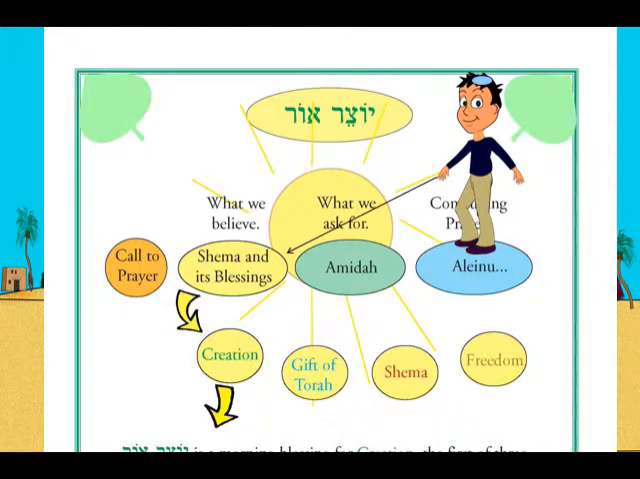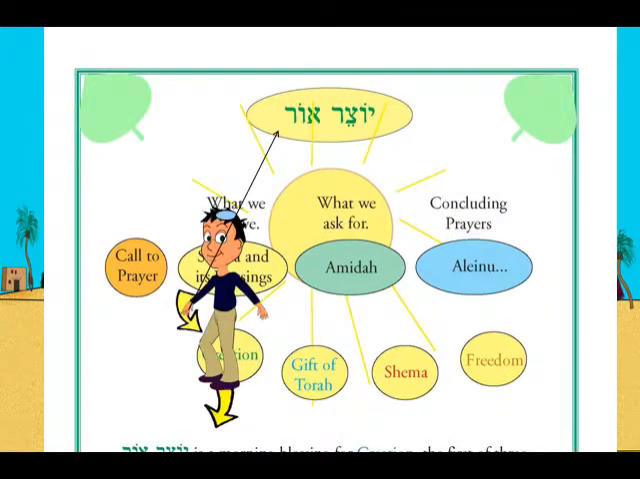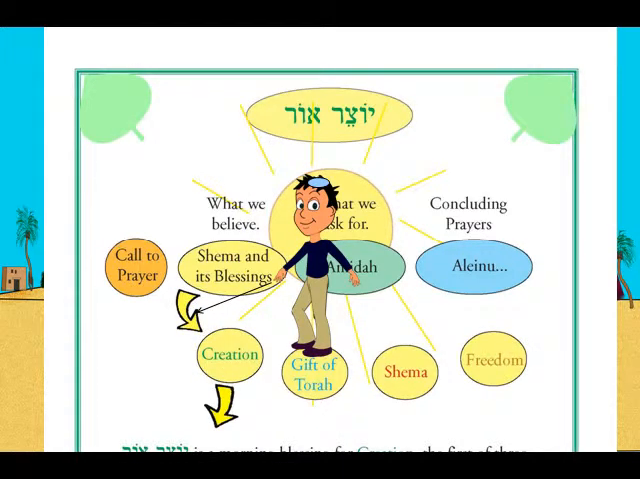Now let's go back to Shema and its blessings for a second. Notice that the oval for Yotser Or is the same color as the oval for Shema and its blessings. Therefore, we know that Yotser Or comes from this section of the service. The arrow under Shema and its blessings leads to a series of yellow ovals going from left to right. These are the components of this section of the service.